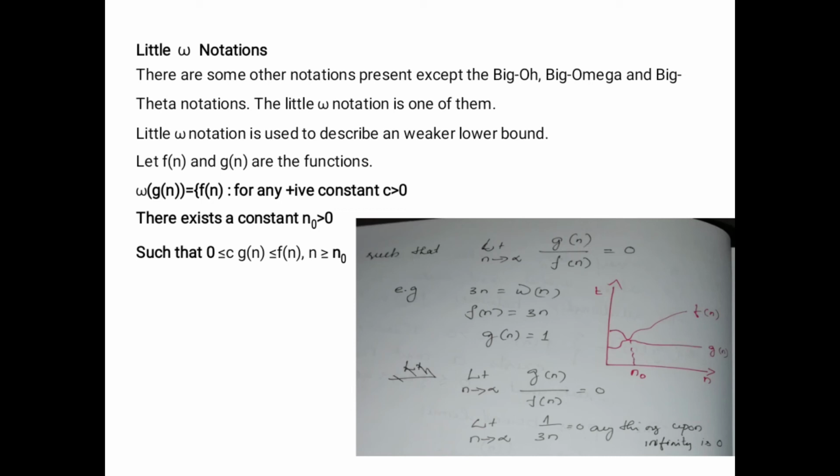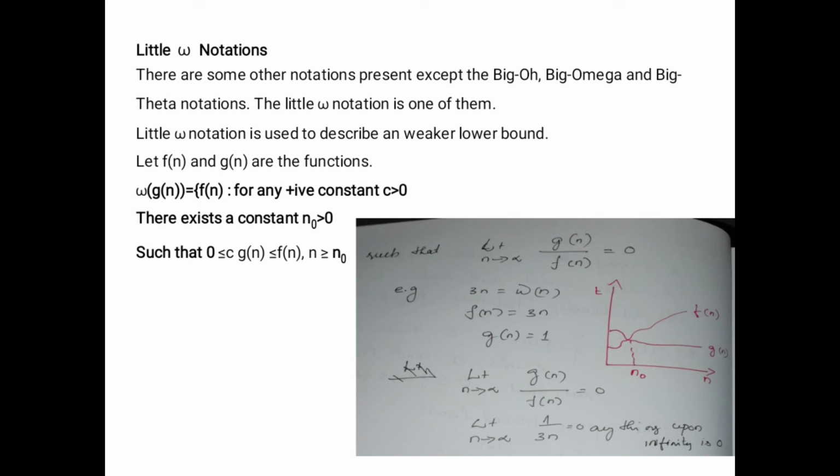So what is the function, and what are the constants used here? Then, to define the concept: little omega notation is used to describe a weaker bound of an algorithm. Big omega notation represents the lower bound of an algorithm, and it satisfies the best case time complexity because it takes minimum time. Little omega notation is similar to big omega notation, but the difference is that this is a weaker lower bound of an algorithm.